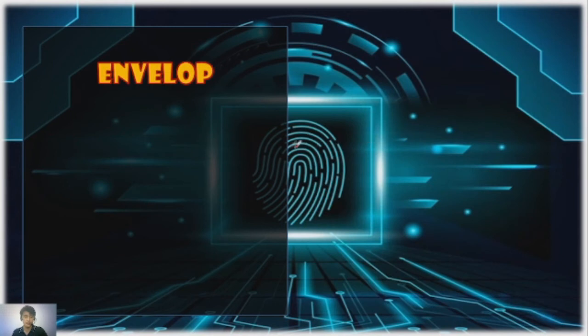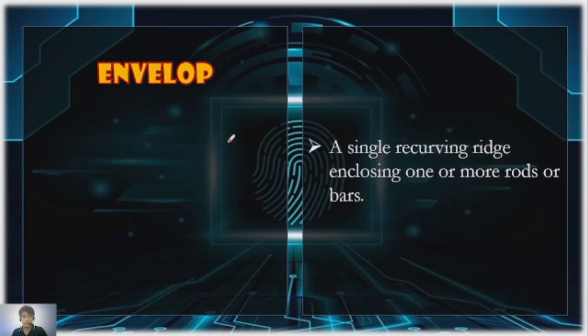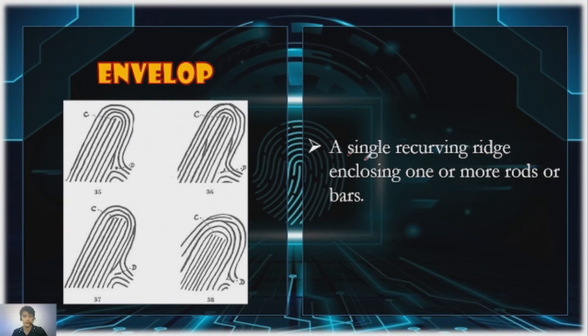And yes, we have here the envelope. The envelope is a single recurving ridge enclosing one or more rods or bars. We have an illustration here. These are the rods, and it is composed of two rods, or what we call bars.